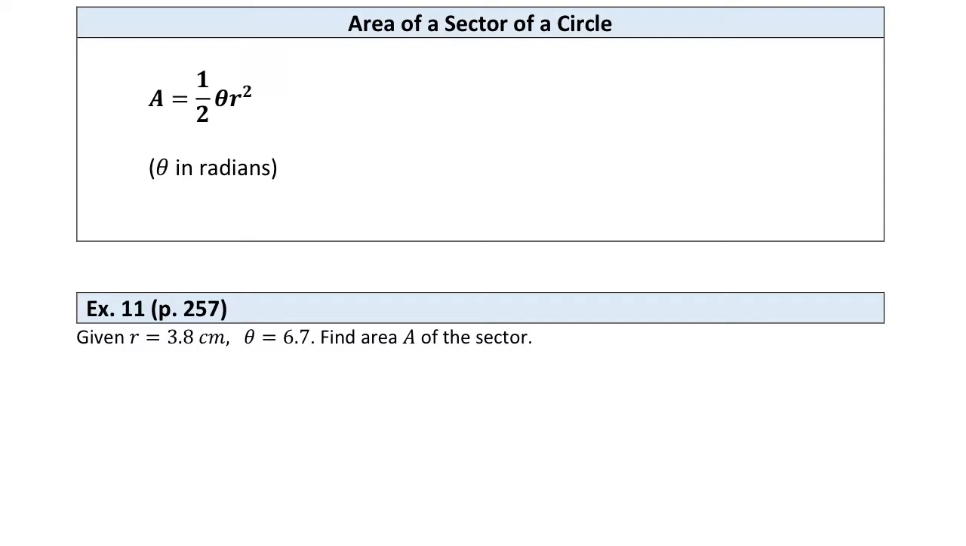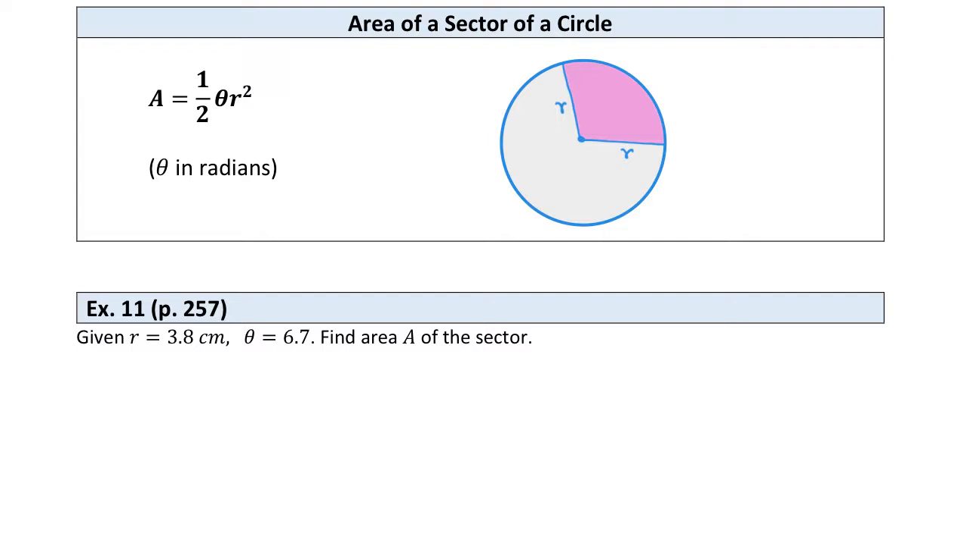In this lesson, we will also talk about the area of a sector of a circle. In the image to the right, we are given a circle, and the radius of this circle is r, and a sector of this circle is shaded in pink. Then the area of this sector can be found using the formula A equals 1/2 theta multiplied by the radius squared, and theta has to be in radians.